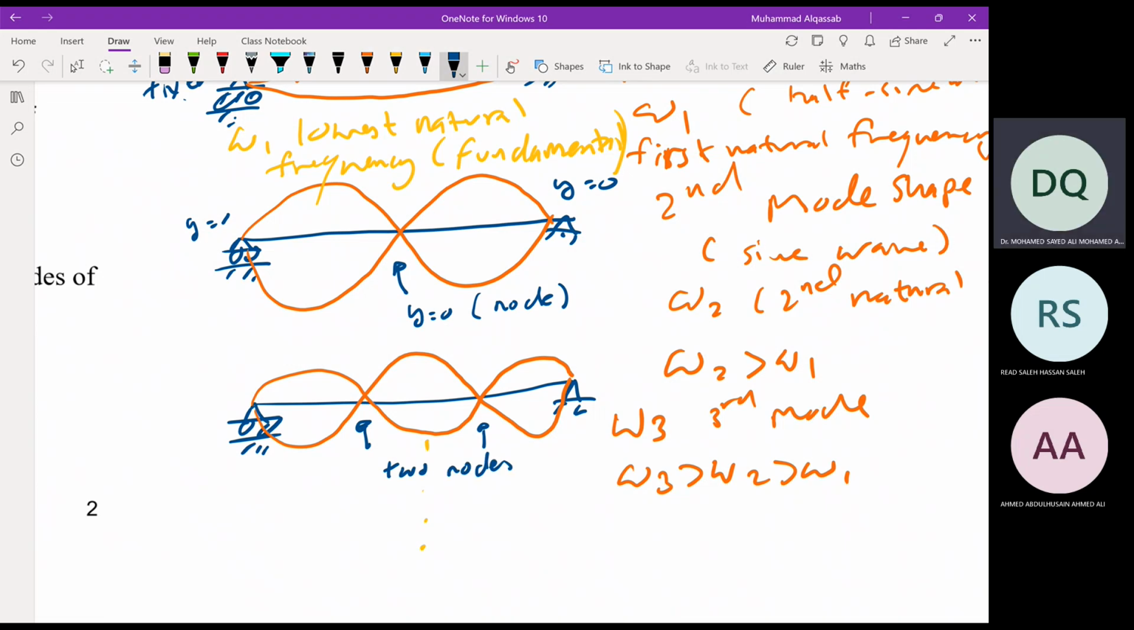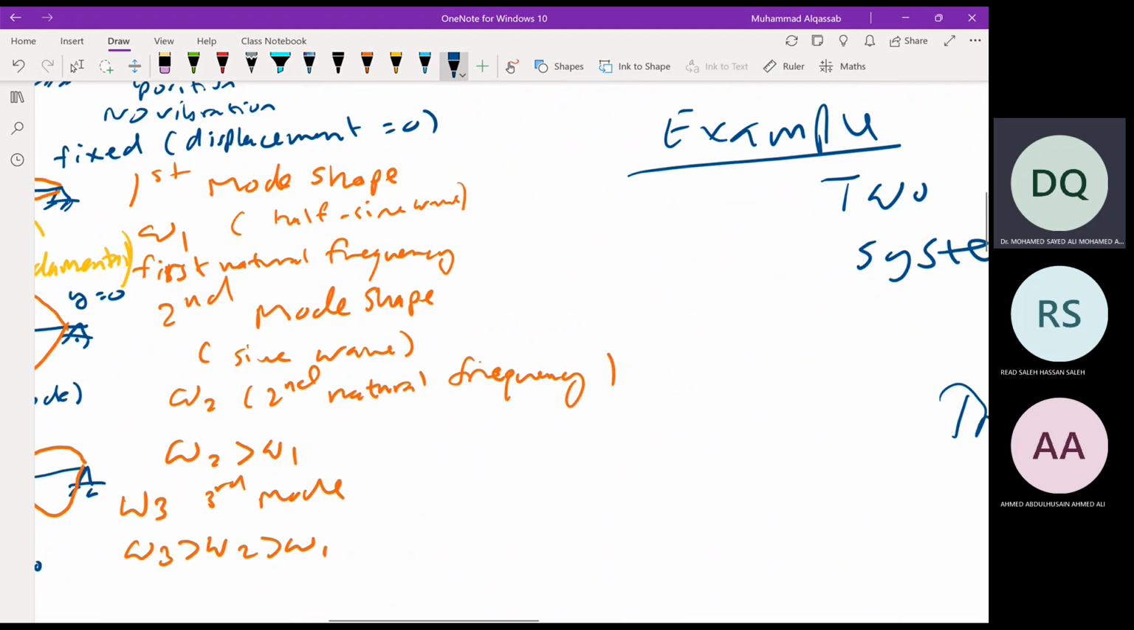And if you go to mode number 4, you will have 3 nodes and so on. Nodes means 0 displacement, y equal to 0 all the time. It is vibrating with this mode, which means that all the time those nodes will have 0 displacement. That makes the beam's geometry and displacement very complicated, and the bending and loading will be very complex.